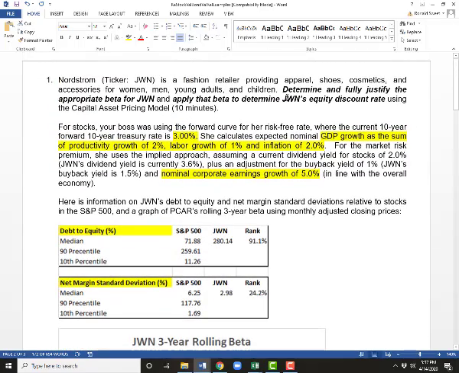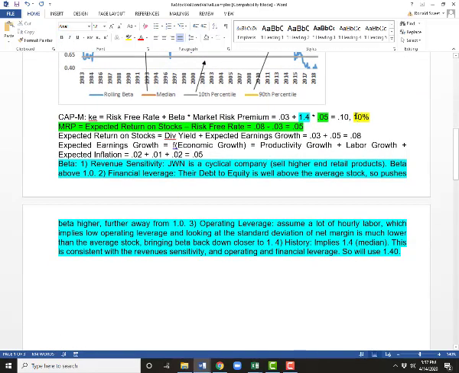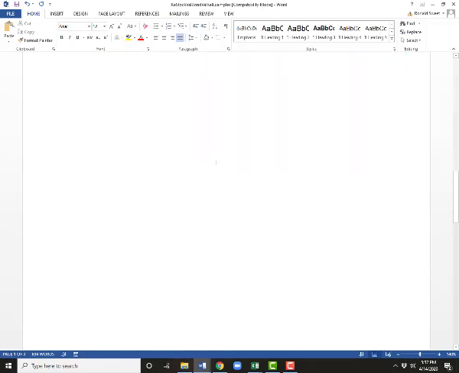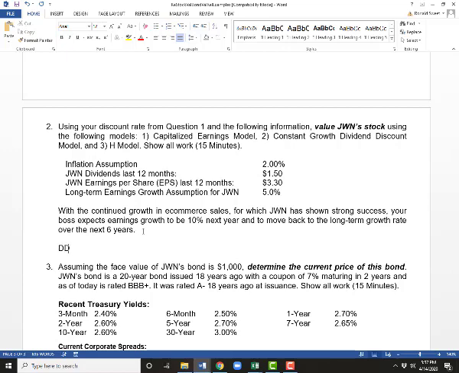That's what they're asking for. Determine your beta, and then apply that to CAPM to get your equity discount rate. So there we got a discount rate for JWN. The second question is the value of their stock. So the value of the stock, you got the dividend discount model, which you remember is dividend 0 times 1 plus long-term growth, and you divide that by KE minus long-term growth.